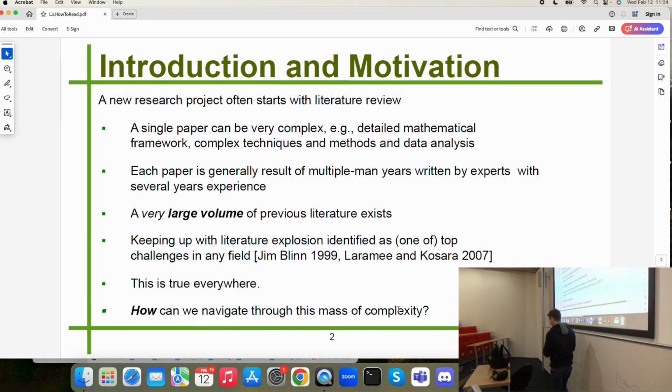So why is this an important skill? It's because most projects start with a literature review. Why do most projects start with a literature review? Because you want to find out what has been done before on a given topic. What have people worked on previously?